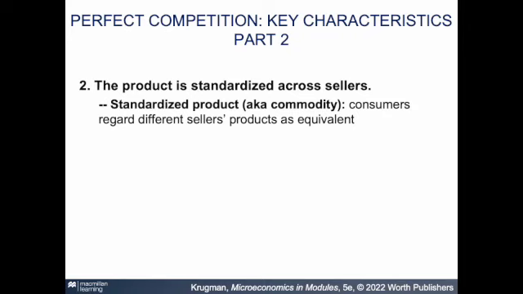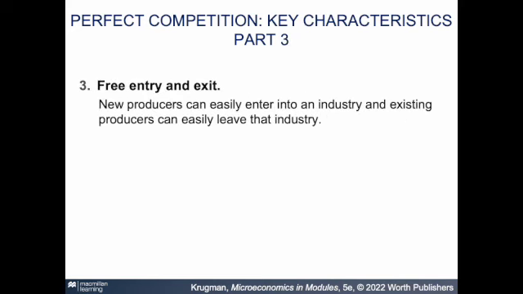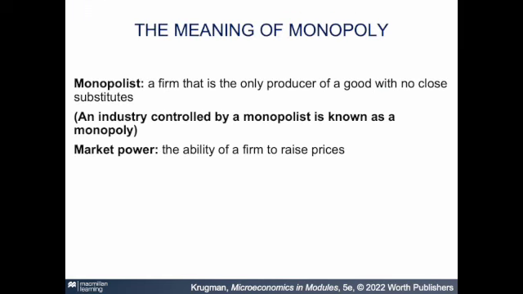Perfect competition, key characteristics part 2. 2. The product is standardized across sellers. Standardized product, aka commodity, consumers regard different sellers' products as equivalent. Perfect competition, key characteristics part 3. 3. Free entry and exit. New producers can easily enter into an industry and existing producers can easily leave that industry.